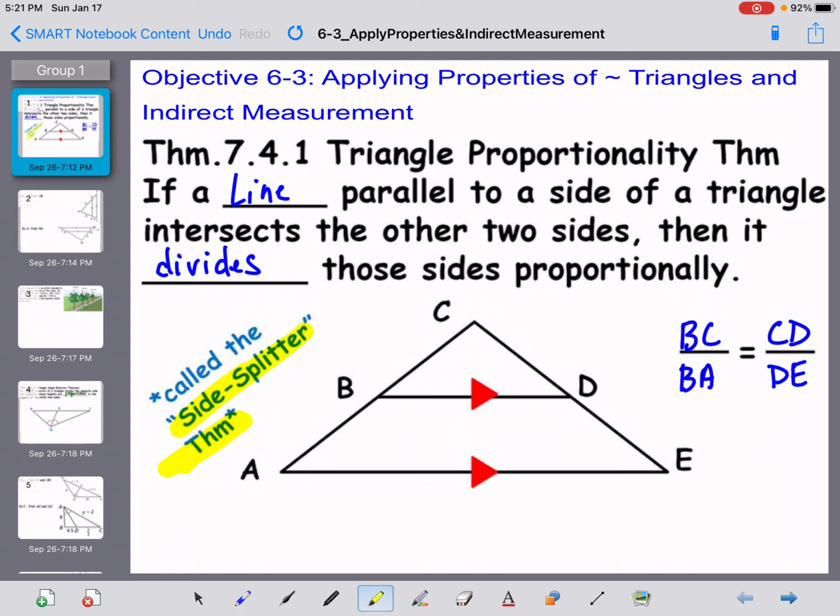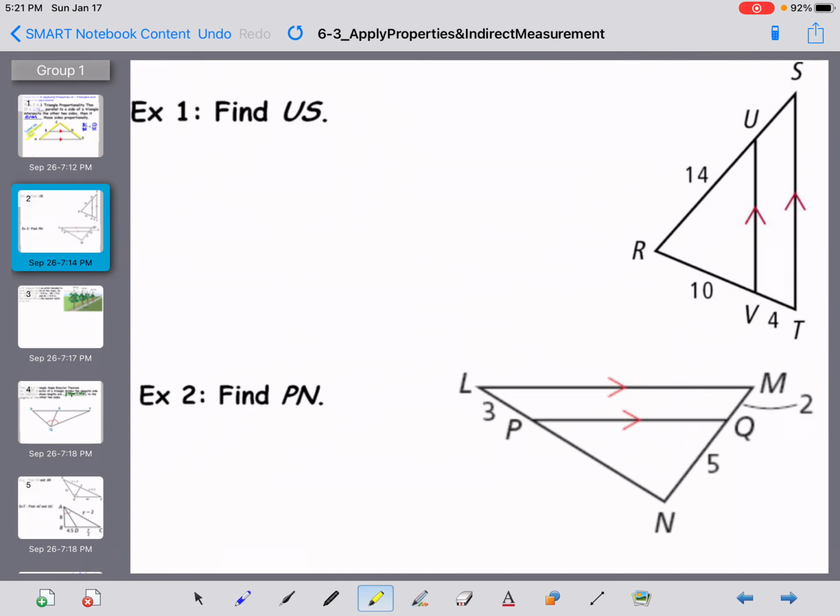So this little piece, BC, and this piece, BA, will simplify to the same number that CD to DE will simplify to. So let's see some examples of that. I'm looking for US. Since I don't know what US is, I'm going to call it x. I've got these parallel lines. I can use the side splitter theorem, and I can say 14 over x will equal 10 over 4.